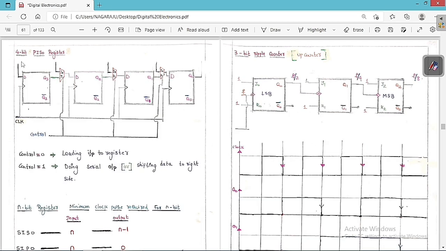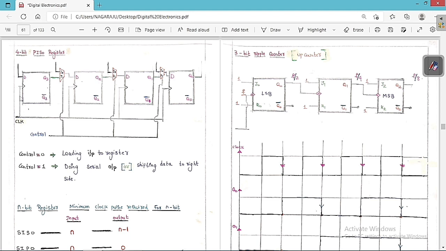So now we will discuss the 4-bit parallel input and serial output register. This is the last concept regarding these operations. You can see clearly these are the 4 flip-flops we have taken. Each flip-flop is representing 1 bit. So this is D0 Q0, D1 Q1, D2 Q2, D3 Q3. This is Q0 bar, Q1 bar, Q2 bar and Q3 bar.